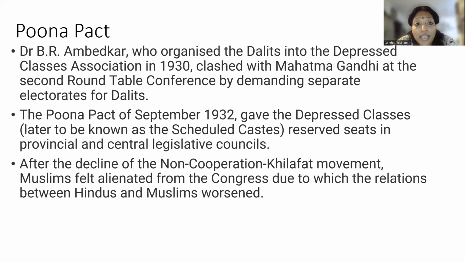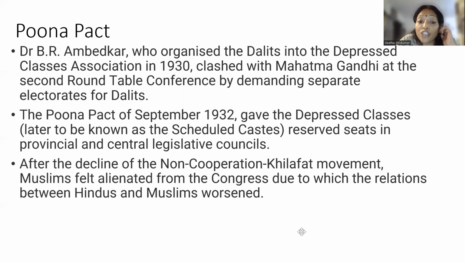Now, the Poona Pact is very important. So why did the Poona Pact happen? What is the reason? Dr. B.R. Ambedkar, who organized the Dalits into the Depressed Classes Association in 1930, clashed with Mahatma Gandhi at the Second Round Table Conference by demanding separate electorates for Dalits. So the Poona Pact was signed in 1932, and gave the depressed classes reserved seats in the provincial and central legislative councils.